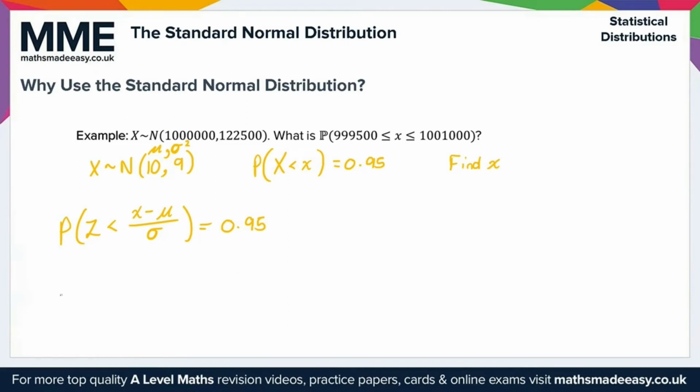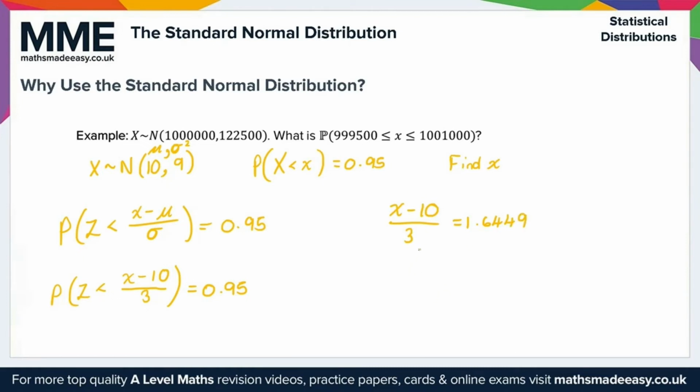So in that case, we write this as the probability that z is less than x minus 10, because mu is 10, and then we divide this by 3 here. The square root of 9 is 3, and that's still equal to 0.95. So now, from the percentage points table, we find that x minus 10 over 3 is equal to 1.6449.